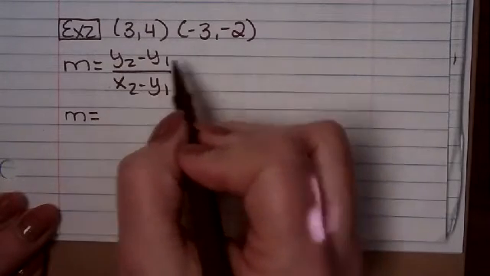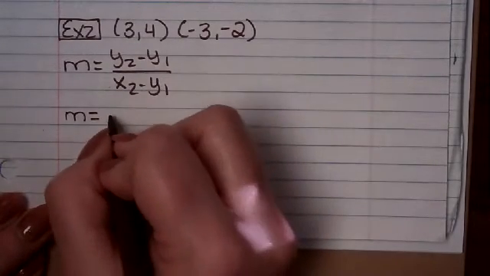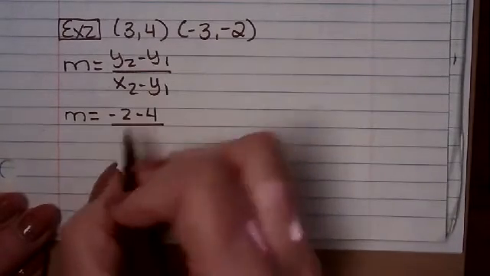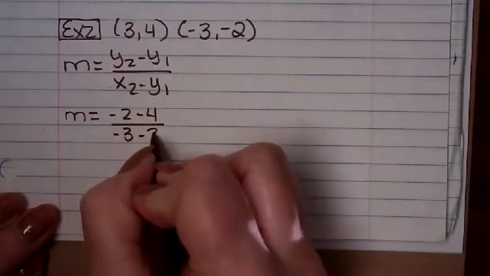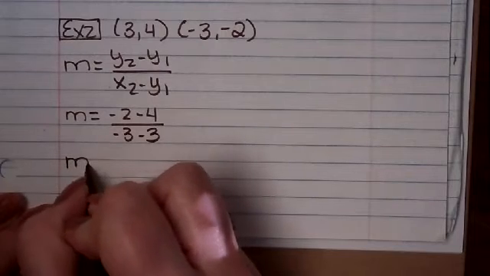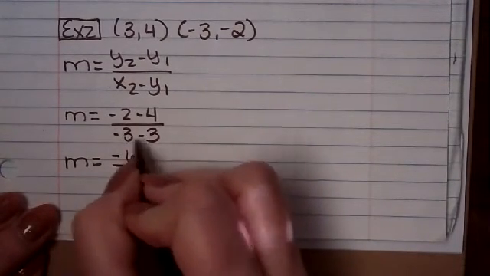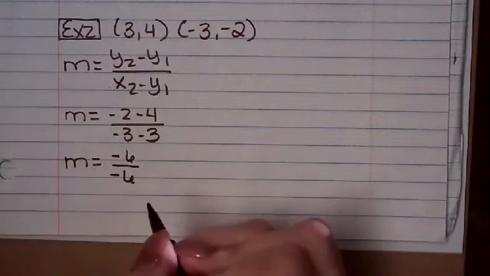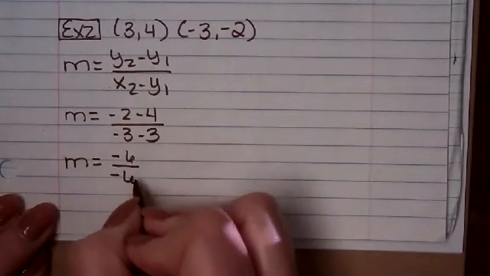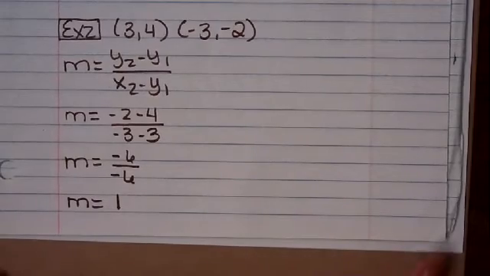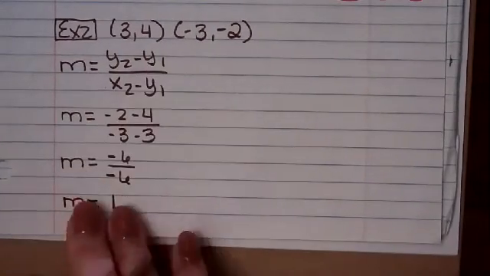So subtracting your y's, -2 minus 4 over -3 minus 3. I'm talking fast because we know how to find slope. -2 minus 4 is -6. -3 minus 3 is -6. That -6 over -6 means my slope is 1. Okay? Now, that's like my first column.